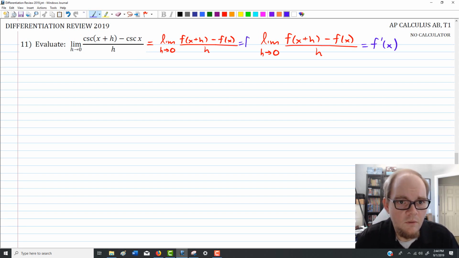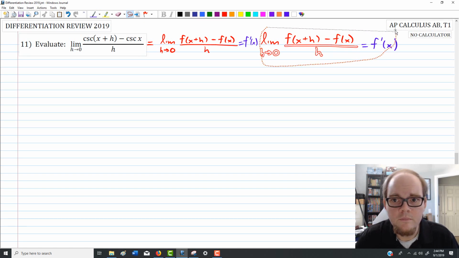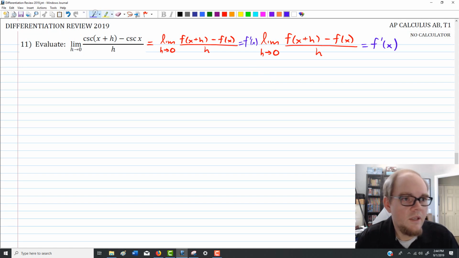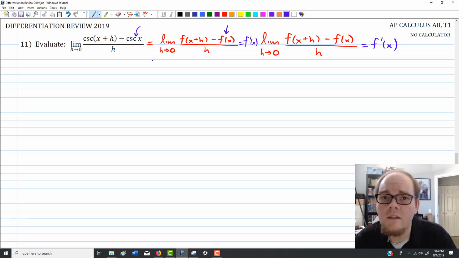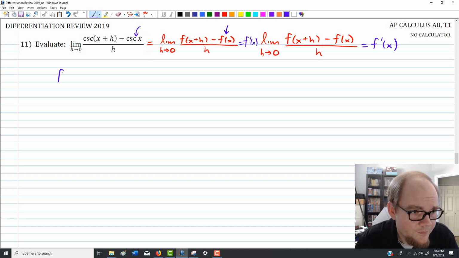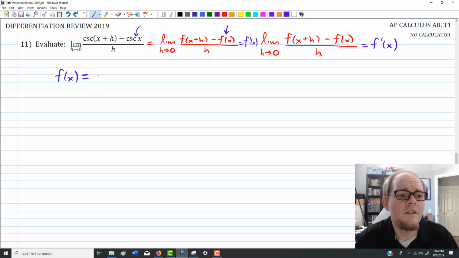If this is equal to f prime of x, what's helpful is that we need to figure out what f of x is. In our structure, f of x is the thing being subtracted in the numerator. Up here, that thing being subtracted in the numerator is cosecant of x. That means the function whose derivative is being represented up here is cosecant of x, and all we need to know is the derivative of cosecant of x.